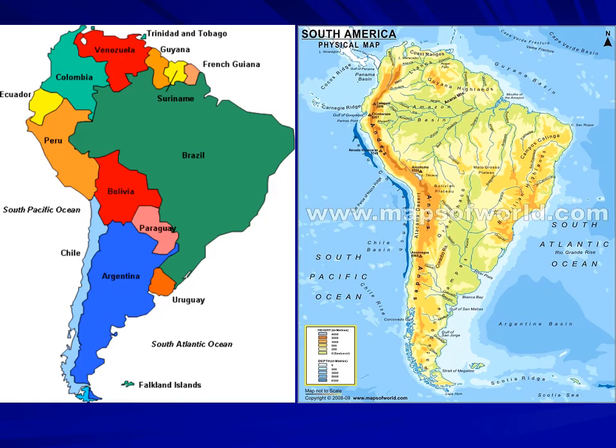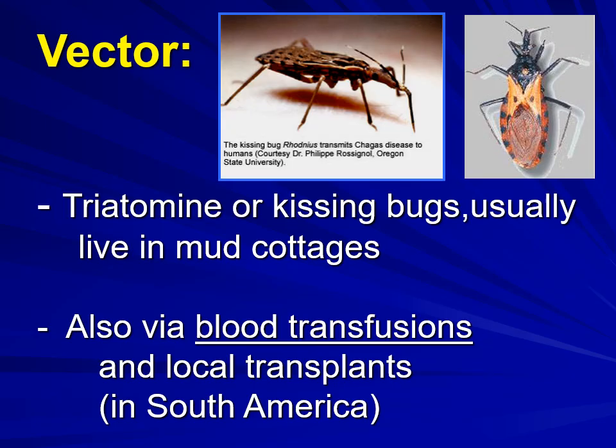And please look at the Amazon basin in there, just for you to know where it is. It starts from around the area of the Andes at the western border of South America, and then it flows to the east, to the Atlantic Ocean. The vector of American trypanosomiasis is the triatomine bug.